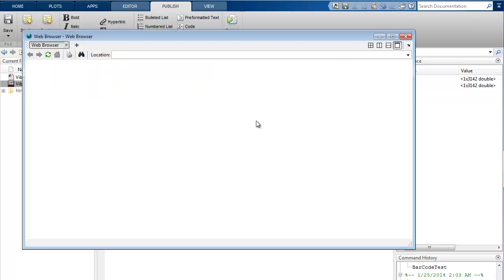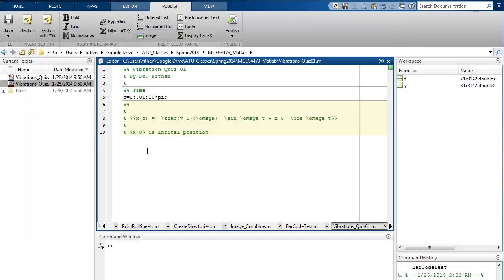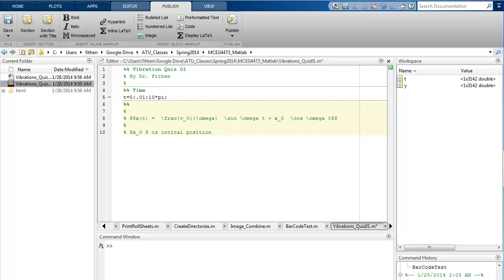Let's try that again. Apparently, if I put text after it, it wants it to be inline. So X naught, and I might want to use a funny symbol. Let's say I wanted to use an odd symbol. Where do I find it? Let's go and look, see if I can find out where it may be.